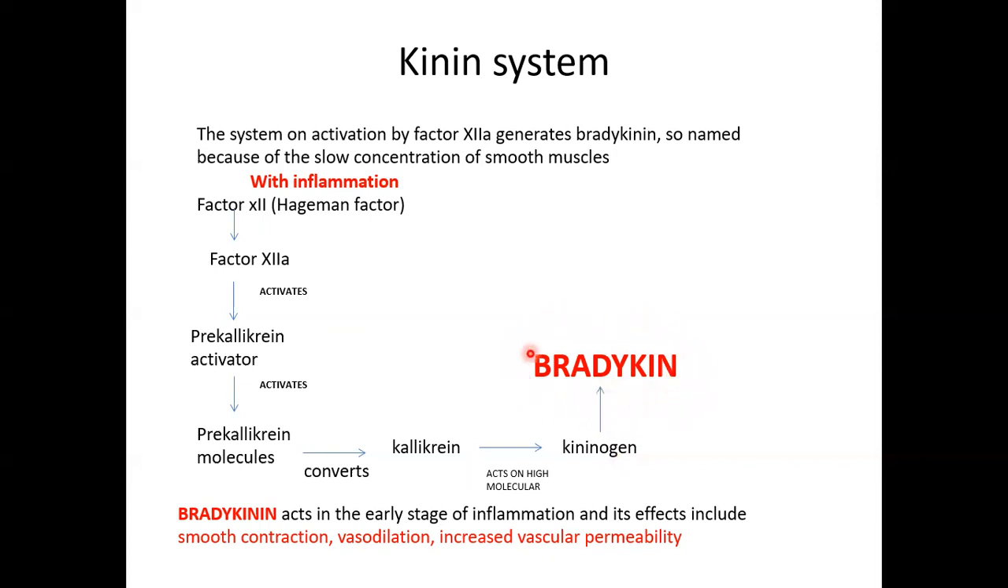What is the function of bradykinin? Bradykinin acts in the early stage of inflammation, and its effects include smooth muscle contraction, vasodilation, and increased vascular permeability. To know the process: factor 12, Hageman factor, leads to factor 12A, which activates prekallikrein activator, then prekallikrein molecules convert to kallikrein, which acts on high molecular weight kininogen, leading to bradykinin. That is the kinin system.